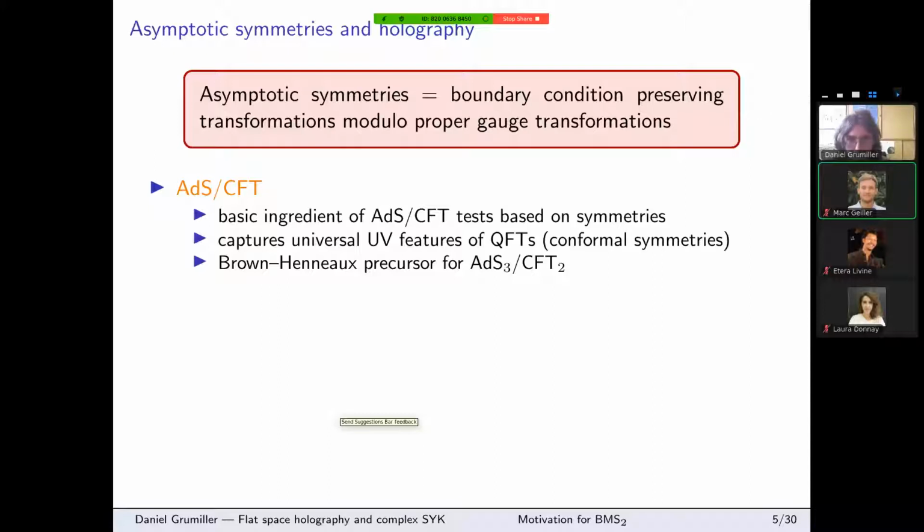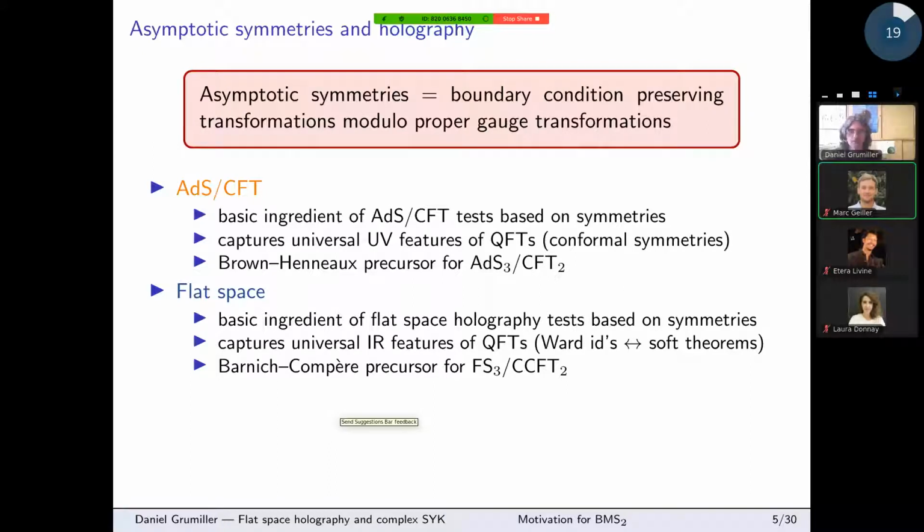And in the lower dimensional context, so in AdS3/CFT2, there was an important precursor of this correspondence in the seminal work of Brown and Henneaux. So in some sense, Brown and Henneaux showed already that Einstein gravity in 3 dimensions with negative cosmological constant and their boundary conditions, if it exists as a quantum theory, must be dual to a conformal field theory in 2 dimensions, in the sense that the physical Hilbert space falls into representations of 2 copies of the Virasoro algebra.